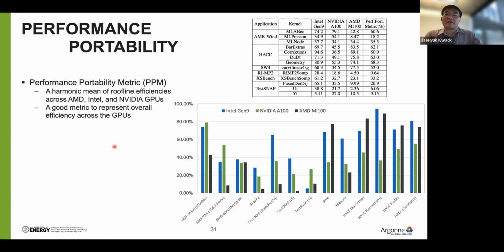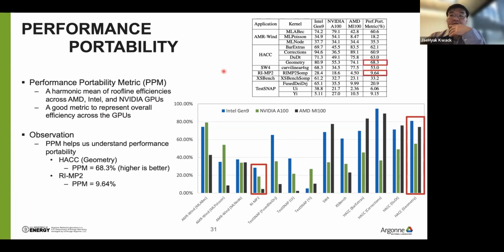Okay, using the Roofline efficiency computed from measured or estimated values on 3 different GPUs, we computed the PPM, the performance portability metric, using the harmonic mean, right? And we see the PPM is a good metric. For example, if you look at the HACC geometry kernel, its PPM number is 68%. As you see here, across the 3 different architectures, its Roofline efficiency is really high, right?